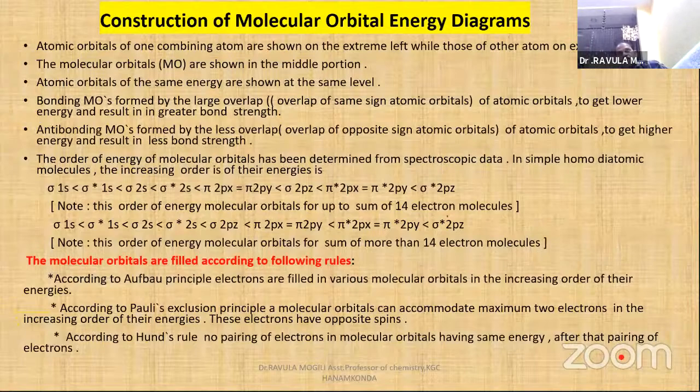C2 means in each carbon there are 6 electrons, so C2 has 12 electrons. So in the presence of these 12 electrons we can follow this order. If it is more than a 14 electron system we can follow this order.